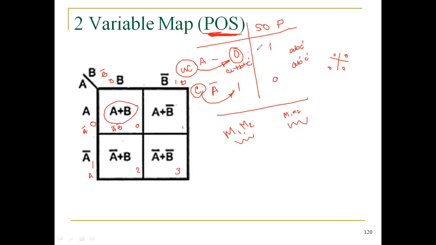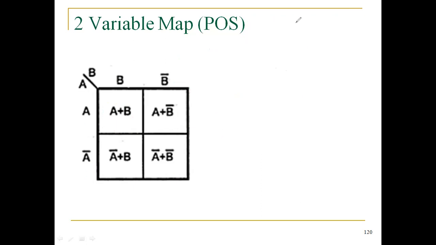But if it is in SOP, what is the value? 0 means A bar. Okay, please don't confuse. SOP means uncomplemented values are 1, complemented values are 0. In POS, sorry, complemented values are 1, uncomplemented values are 0. So according to that, the 0th cell values are A plus B instead of A bar B bar.